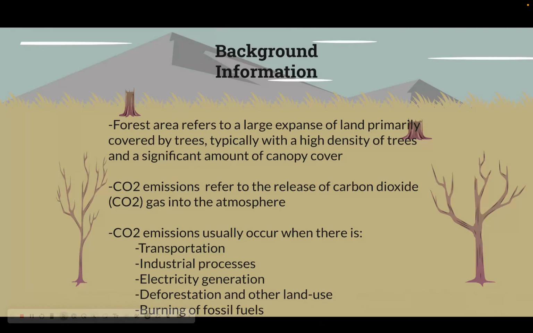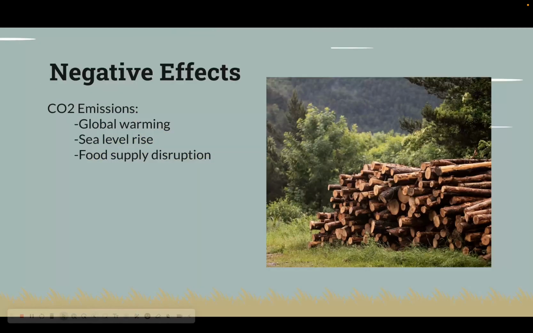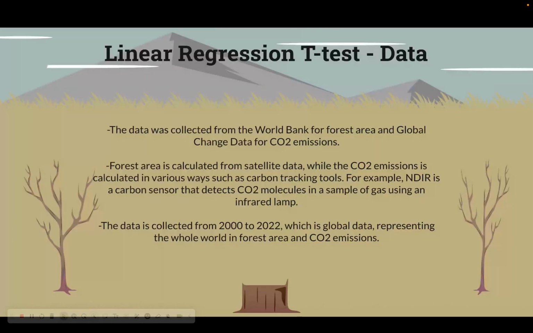CO2 emissions usually occur from transportation, industrial processes, electricity generation, deforestation, other land use, and burning of fossil fuels. Some negative effects of CO2 emissions are that they affect global warming, and the release of CO2 makes the planet warmer by trapping greenhouse gases. Sea levels may rise and the food supply may get disrupted.